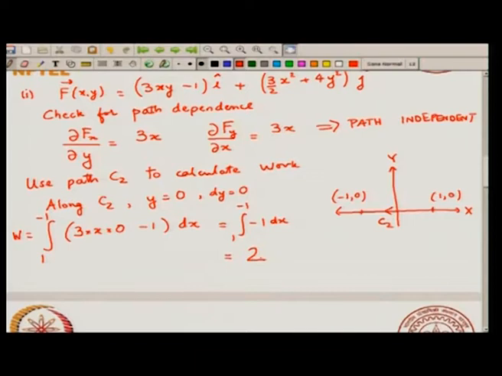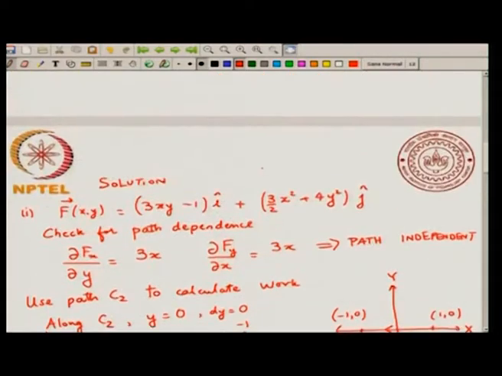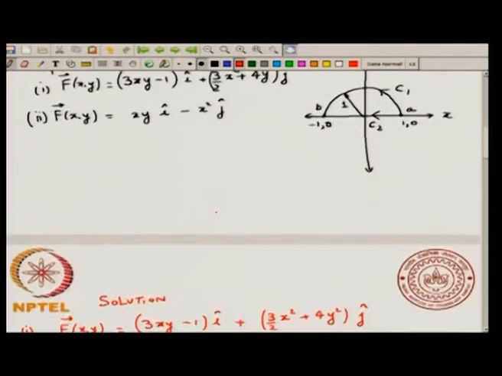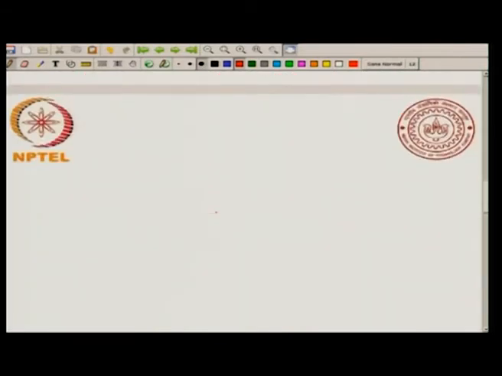So that solves the first part, and you can verify, it is a little more tedious, but you can verify that even if you take path C1, you will get the same answer. But I will not do that here. In the second case of the force, we will look at path C1. So let us look at the second case.